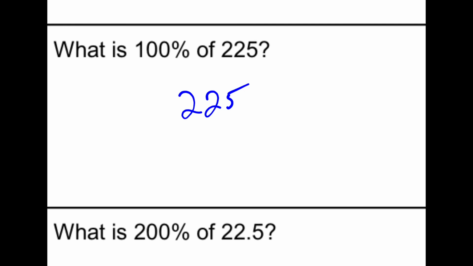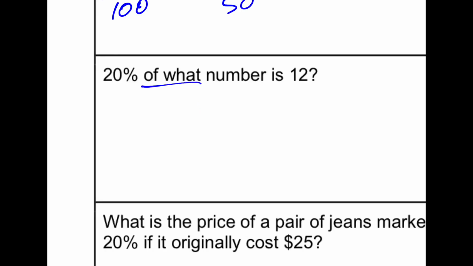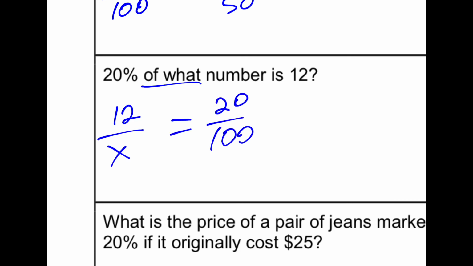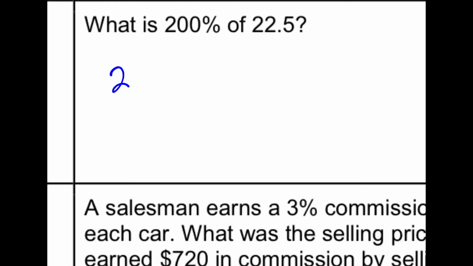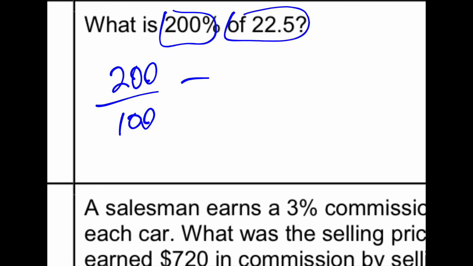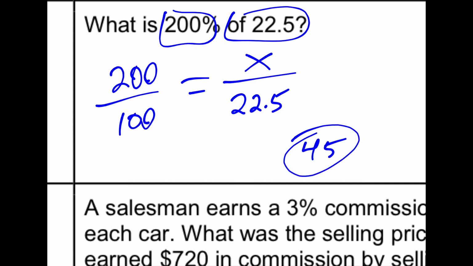You don't change it. 20% of what is 12? So we'll say 12 over x is equal to 20 over 100. The 20% translates as 20 over 100, and of what means x goes on bottom. And x here is going to be 60. 200 over 100, that's from this part. Of 22.5 tells me that 22.5 goes on the bottom, and I cross multiply, and I get 45.